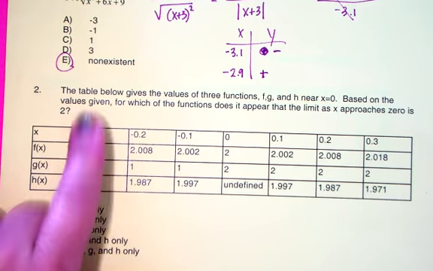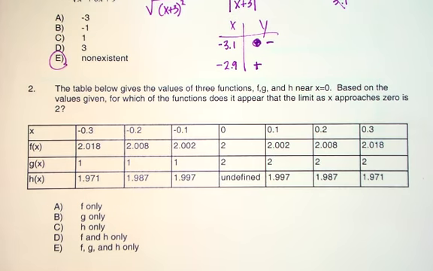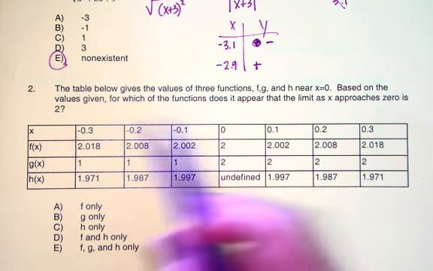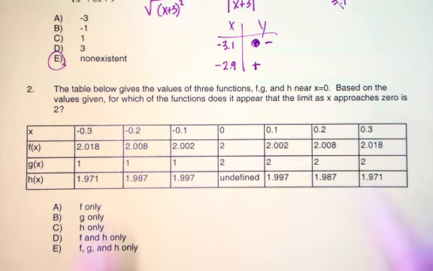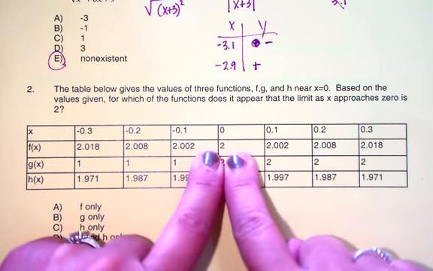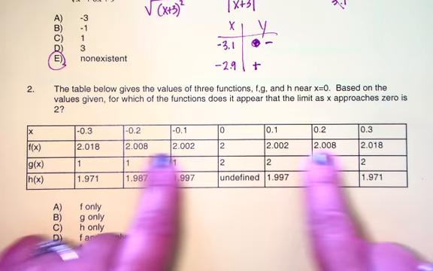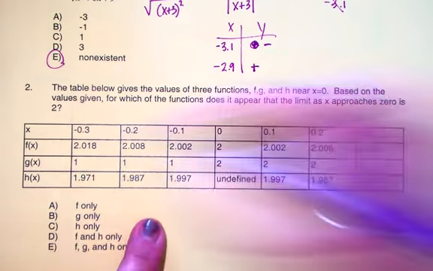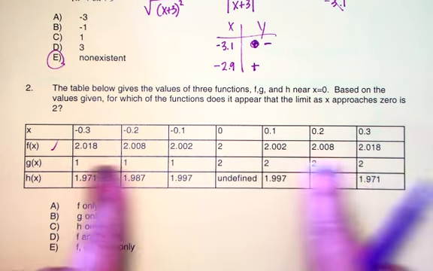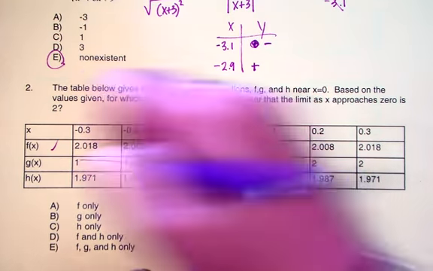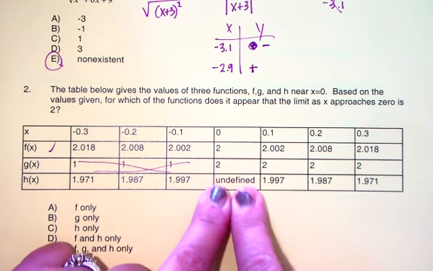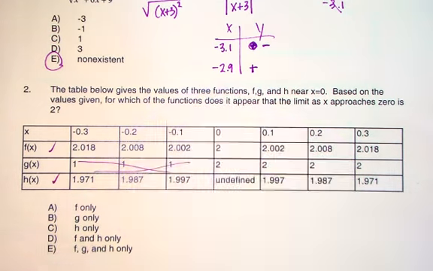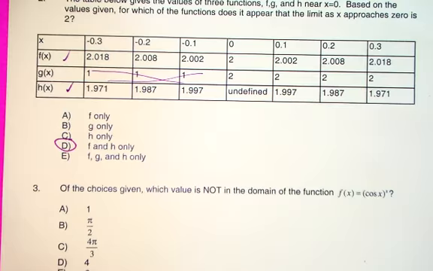Number 2, the table gives the values of f and g at 0. Based on the values given, which does it appear that the limit as x approaches 0 is 2? So we're just analyzing right from these directions in. Does this look like there's a trend towards 2? Yeah. So I'd say yes. How about here? Yeah. Trending on both sides? No, this side's the worst. How about over here? Yeah. Does it matter that it's undefined there? No, it does not. So we're going to go with D.